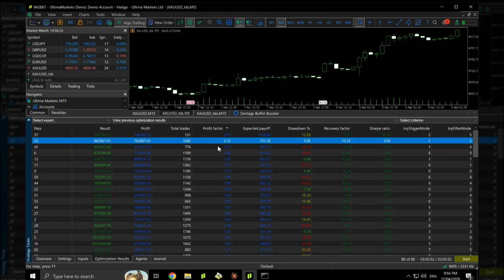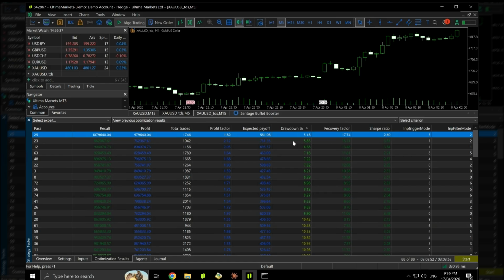But now I'm starting to hesitate, because the previous one, pass 25, is almost $1 million in profit. So which one is actually better? All right, let's move on and check the drawdown column. Generally speaking, the lower the drawdown percentage, the safer the strategy.